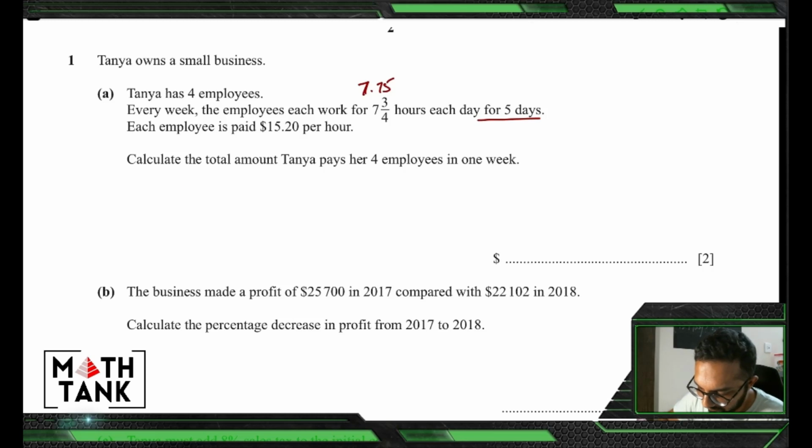So it's 4 multiplied by the hours per day, multiplied by the days, and then multiplied by the hourly rate. So I have to multiply all of them. 4 into 7.75 into 5 into 15.2. That gives me 2,356.